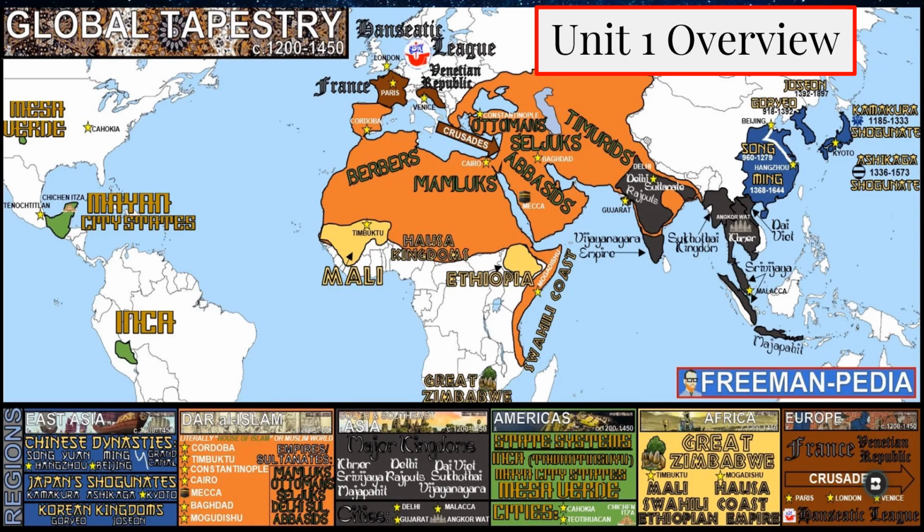This is another picture, of course, from Ben Freeman. And this shows you an overview look at a map where all the major states and empires would have existed. But we're going to look at each region specifically moving on.